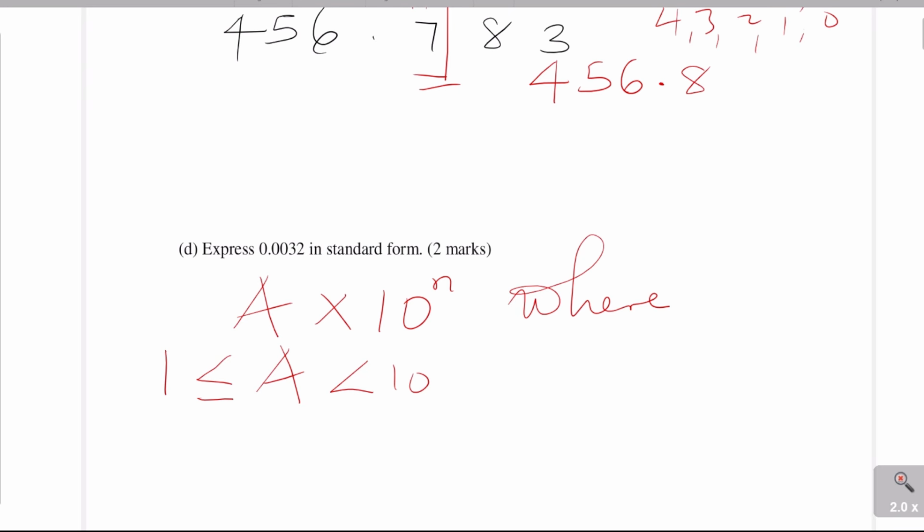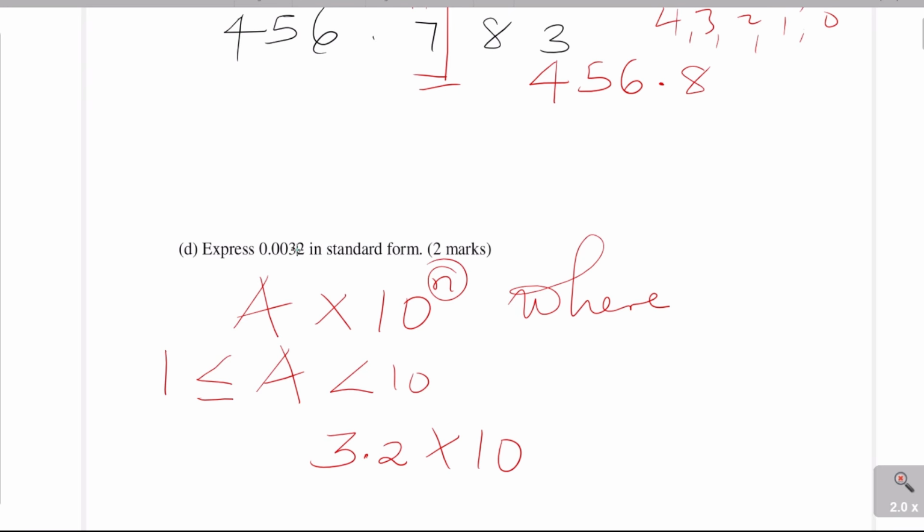So when I talk of 1 and 9.99, that is the range. When you look at this number here, so that it can fall between this given range, less than 10 and greater than or equal to 1, it should be written as 3.2. You should put the decimal there. You can see it is between 1 and 10. Times 10 to the n, where n is an integer. Any integer can be positive, negative, or whole numbers, including 0.